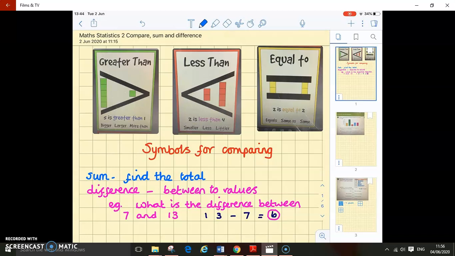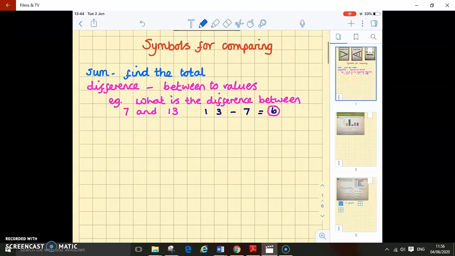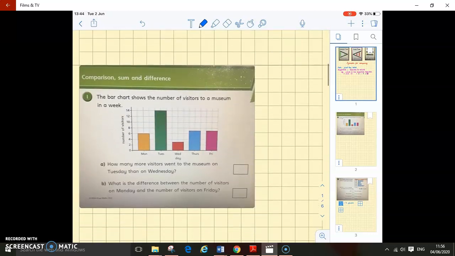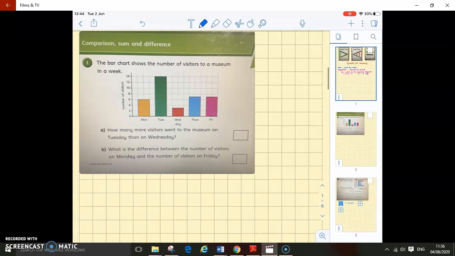So, for example, if I was trying to find the difference between 7 and 13, I could do 13 subtract 7, or I could count on from 7 to 13 to get the answer 6. So, on to the first type of question we're going to look at today.